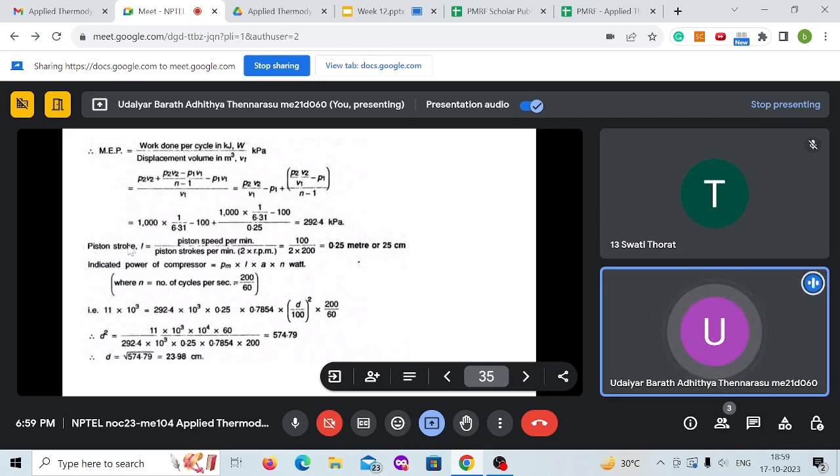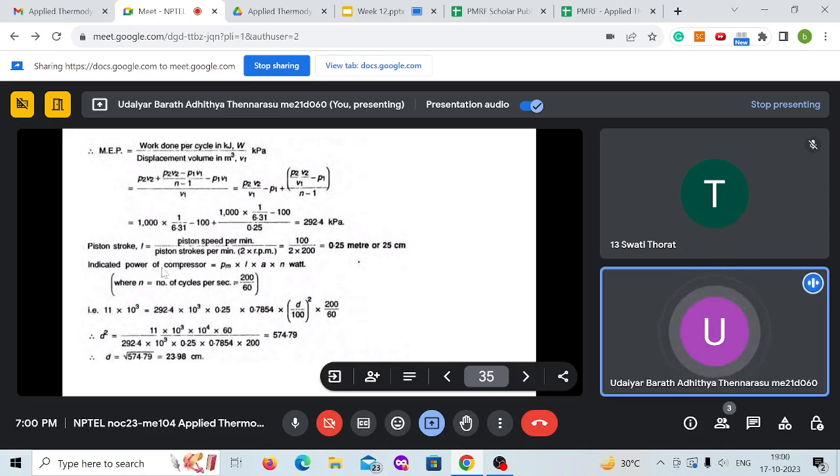Now the piston stroke is the piston speed per minute divided by the piston strokes per minute. So the same equation, 2L into N equals the speed of the piston. So you can find out the stroke from that expression. It will come out to be 0.25 meter or 25 centimeter.